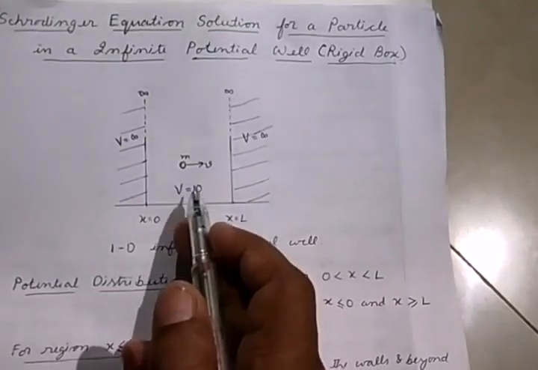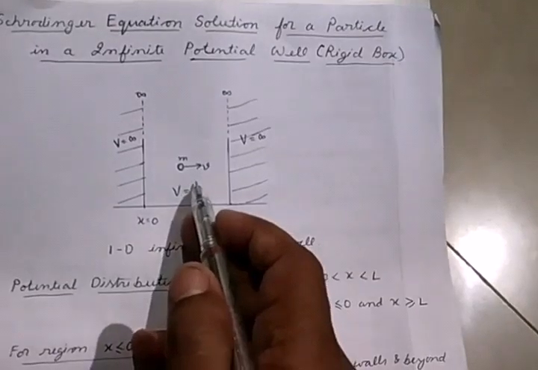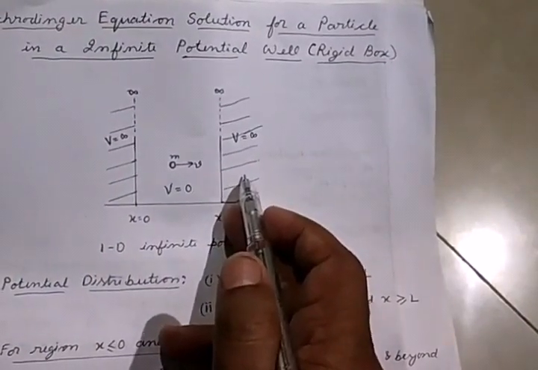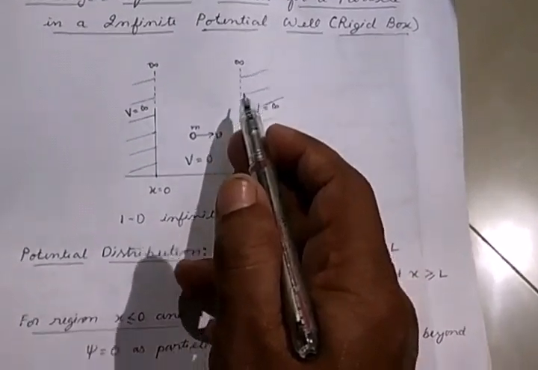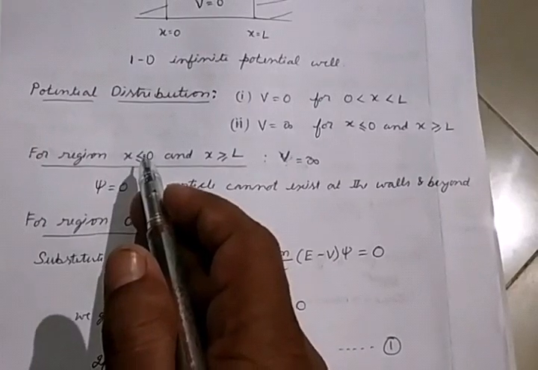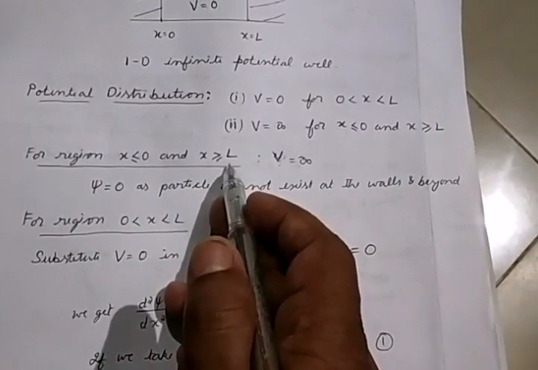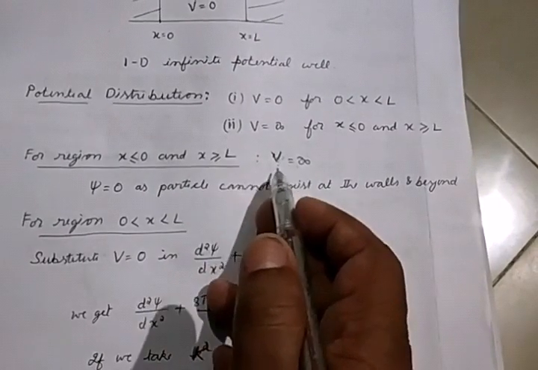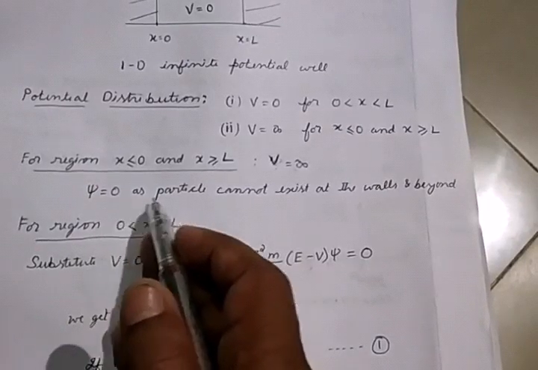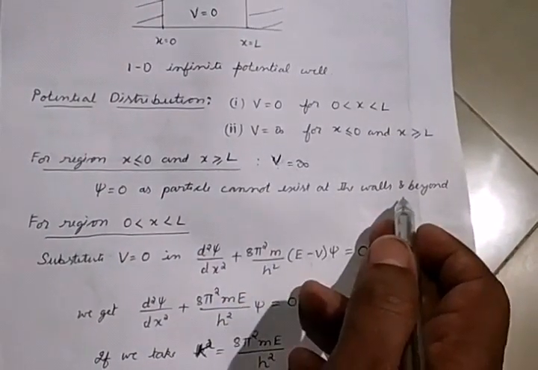You can see the particle is always trapped inside this region and is not able to get into the other region because the potential becomes infinite. So for the region x less than or equal to 0 and x greater than or equal to L, that is, outside the potential well where the potential is infinite, the wave function psi is 0, as the particle cannot exist at the walls and beyond.